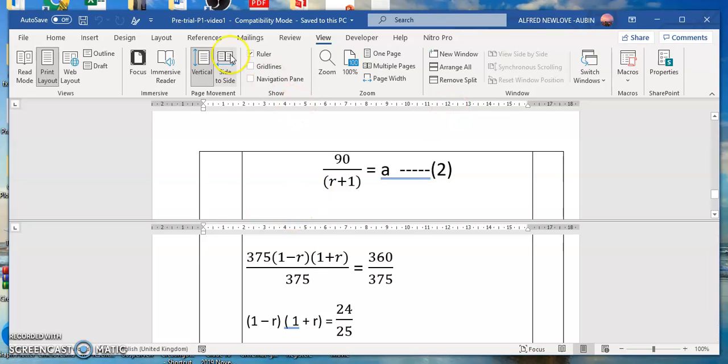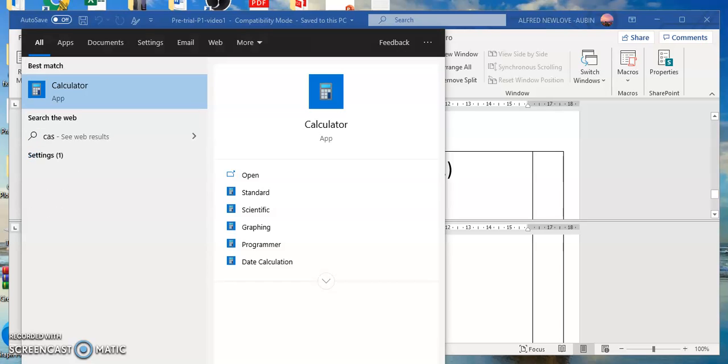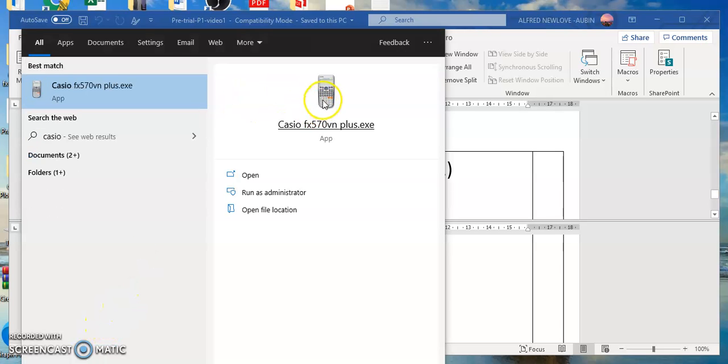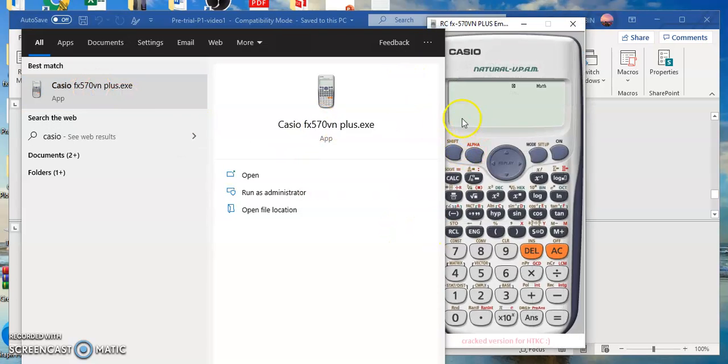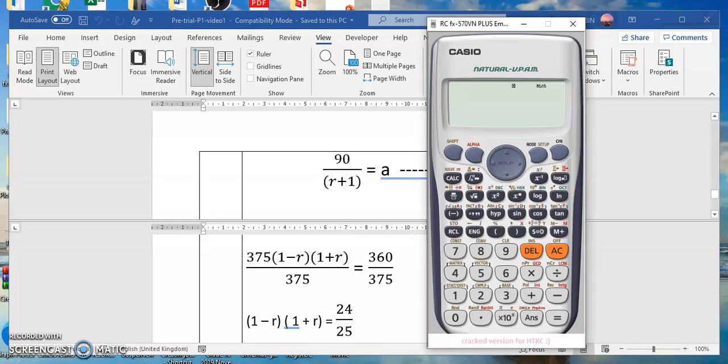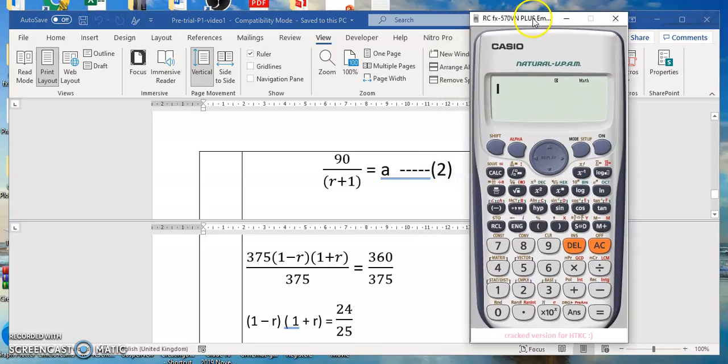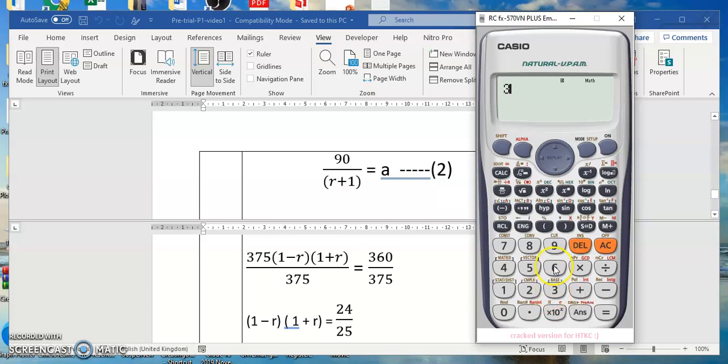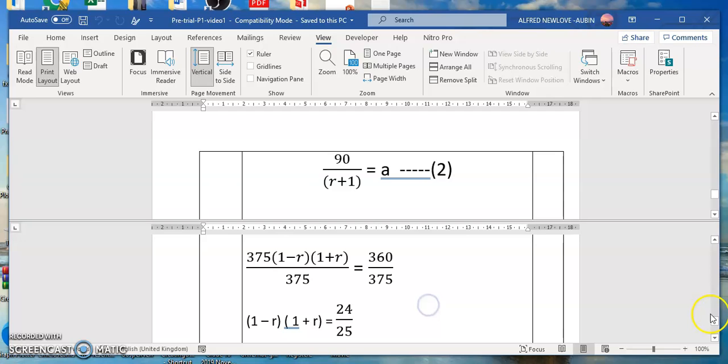Let's visit our calculator. Now our calculator is here. So 360 divided by 375. That's going to give us what? 24 over 25. Okay.